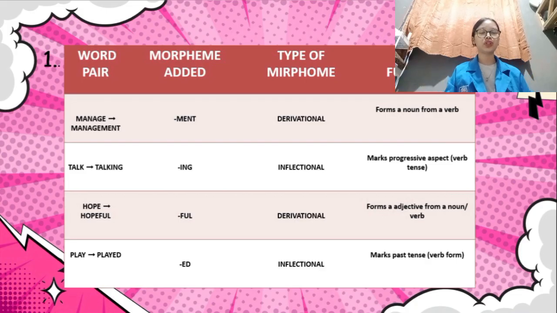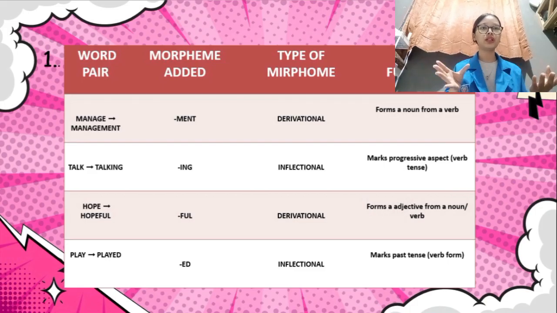Next, talk becomes talking. The base form is still a verb, but after adding -ing, it shows the progressive aspect, like in the sentence, "I am talking." This is an inflectional process because it only changes the grammatical form, not the word class.